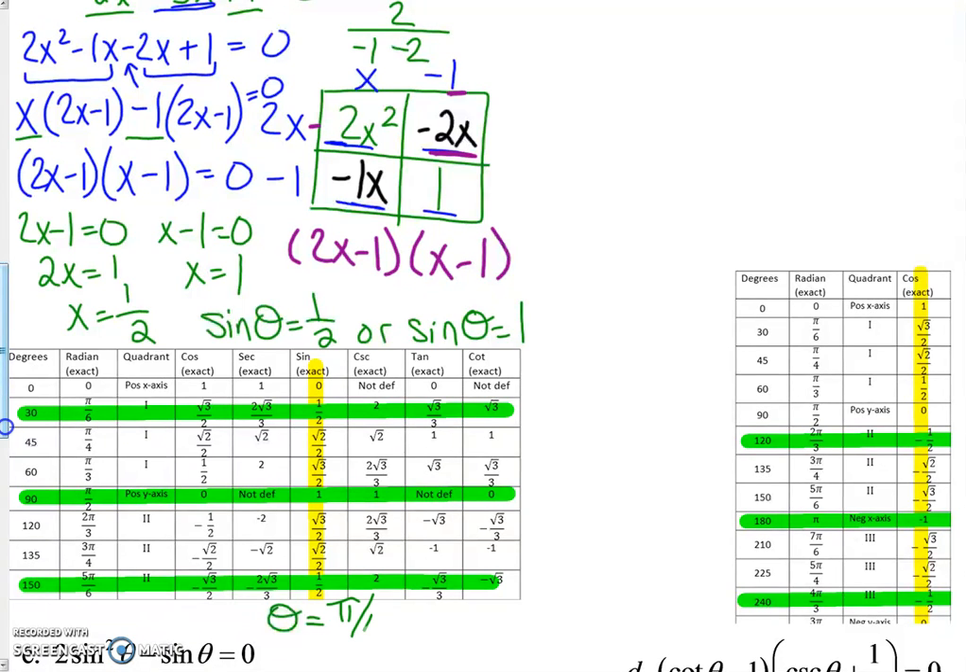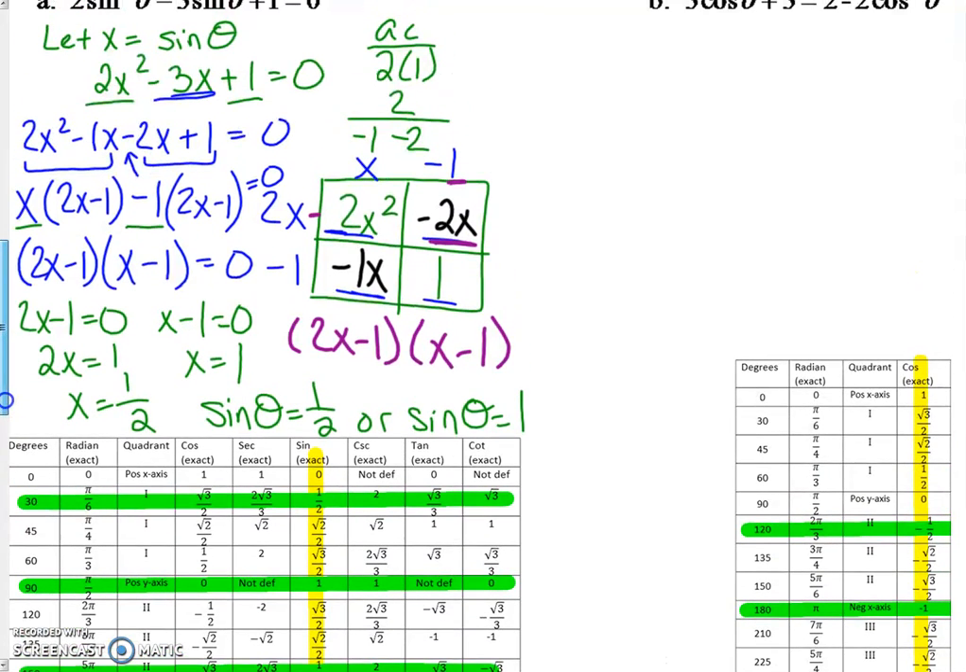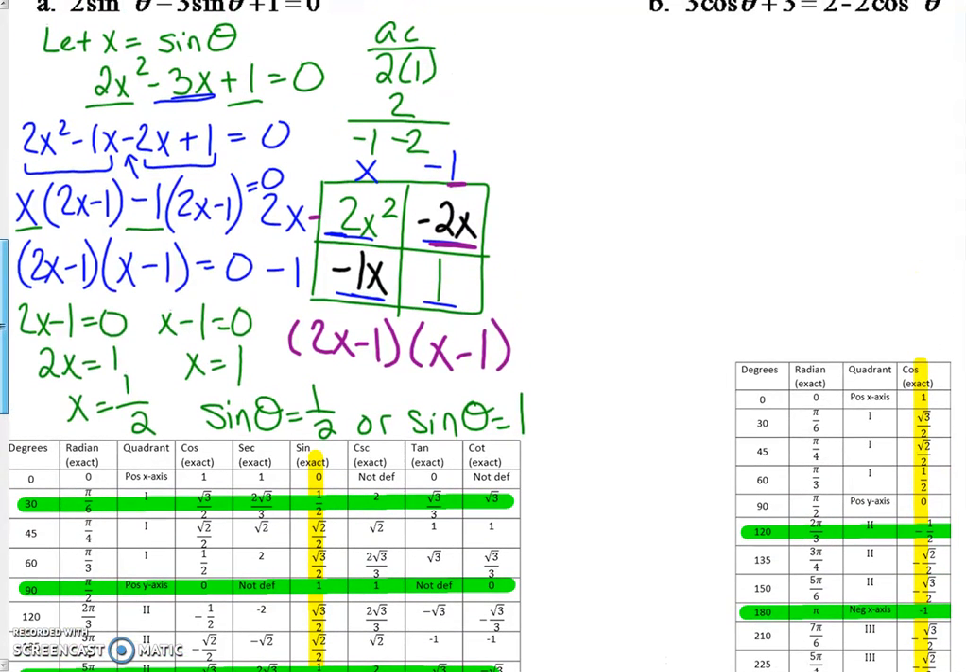So our answers will be pi over 6. We have pi over 2. And we have 5 pi over 6. If you need to, go back and look up how to solve by factoring. Now you could have taken this problem and done it by quadratic formula as well. It will work, just using your A as 2, your B as -3, and your C as 1. I don't have to see the factoring if you're doing it by quadratic formula.